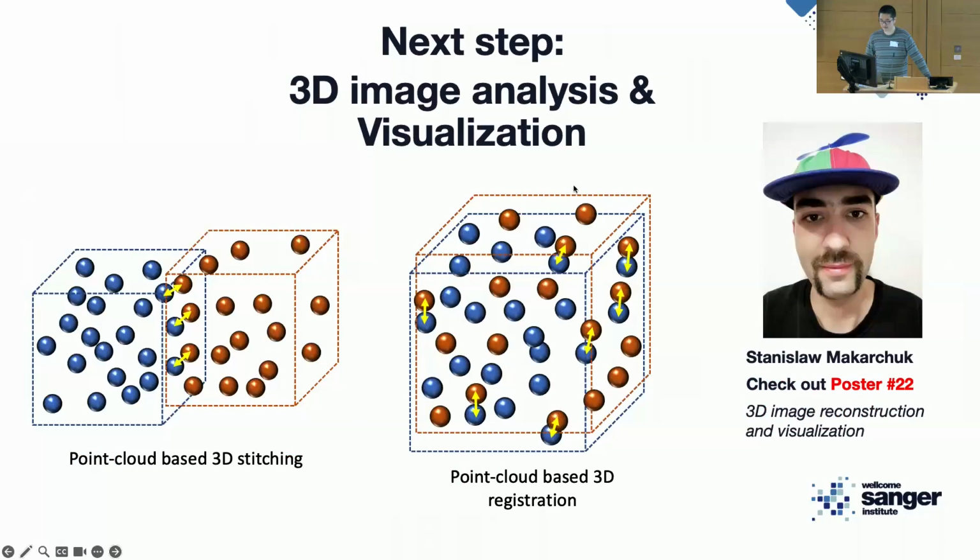And the last part is the image analysis in 3D. It's great that we already saw some point cloud registration this morning. So basically, we will be applying the same concept to the 3D in situ sequencing datasets. And we were thinking about using point cloud registration for 3D stitching, but also the registration of different imaging cycles, for example, for in situ sequencing. And for that, please check out Stanislaw's poster, which is number 22. By the way, he chose this picture, it's not me.